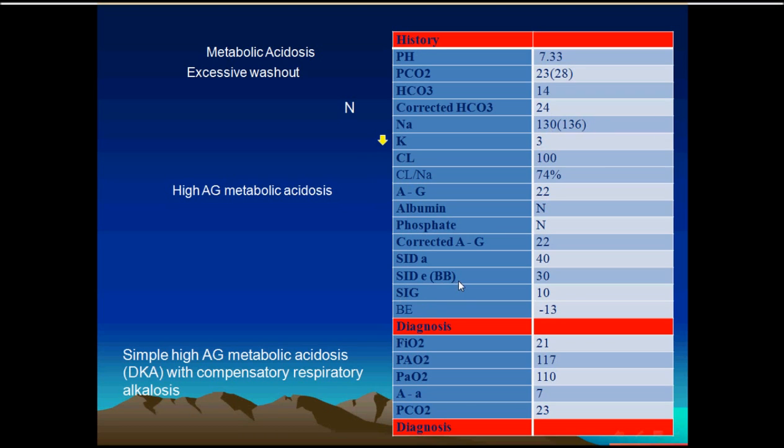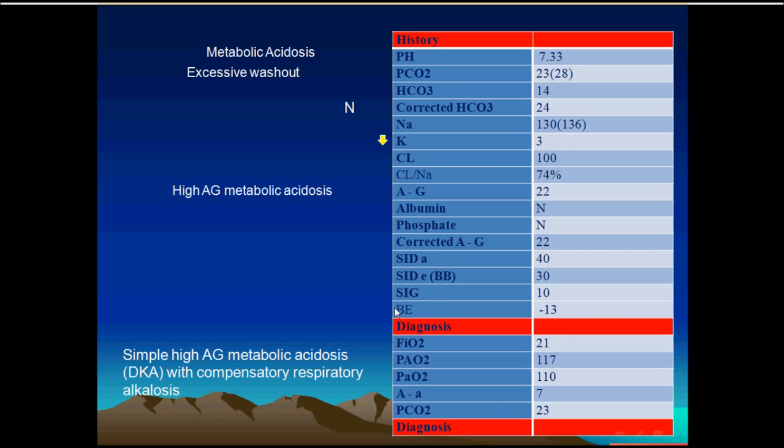Again, when you look at the buffer base, there is lots of bicarbonate, so the buffer base is less than 40. This is acidotic. This is due to loss of bicarbonate. The buffer base told that there is lots of bicarbonate. This is acidotic, but the strong ion difference told that this is not a normal anion gap metabolic acidosis because it is normal, but this is high anion gap. This is high anion gap metabolic acidosis. When you look at the base deficit or excess, when you calculate it, it's minus 13, it's base deficit. So this is high anion gap metabolic acidosis.